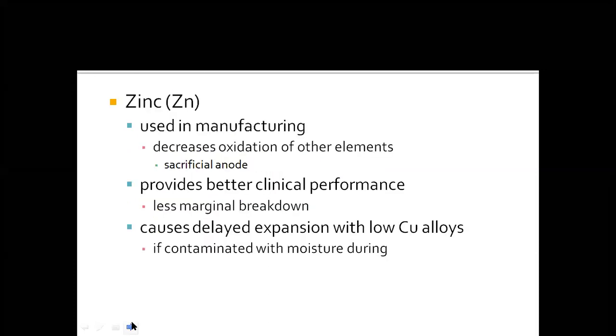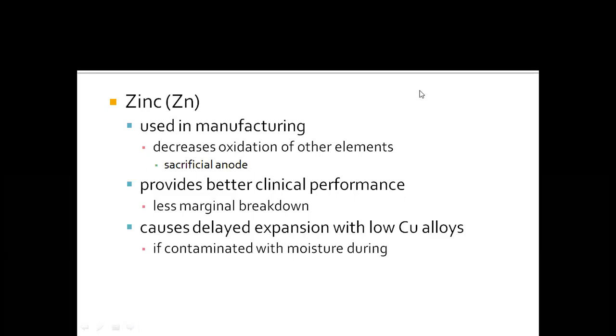Now, zinc is used in manufacturing. It decreases the oxidation of other elements. It is a sacrificial anode. What does zinc do? It decreases the oxidation of other elements.